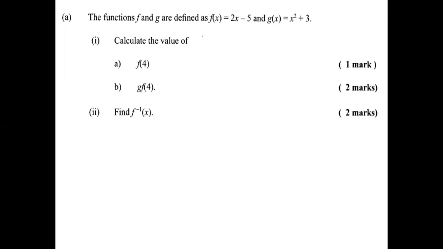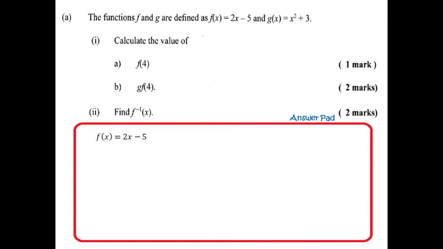Good. Now, what they're asking us to do is to put 4 into the x place of the f function, right? So that's f(4), 2 times 4 minus 5, right? So f(4) is going to be equal to 8 minus 5, which is 3. See? 1 mark, easily. Very easily.